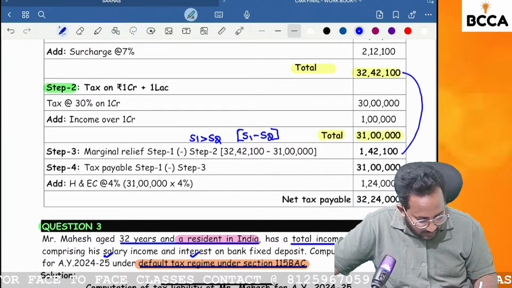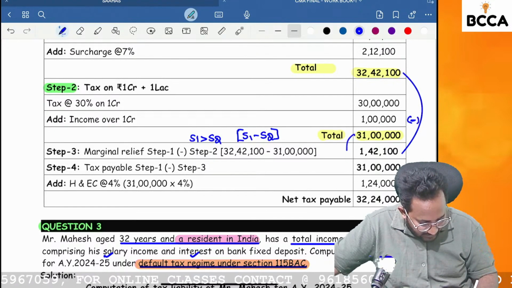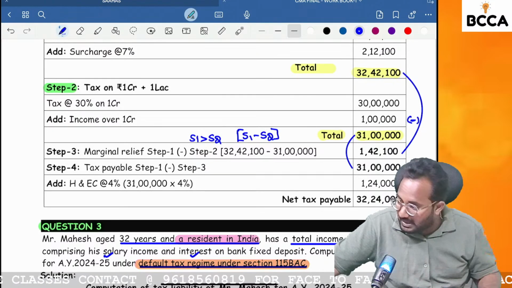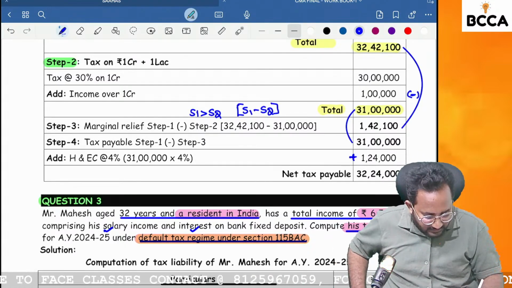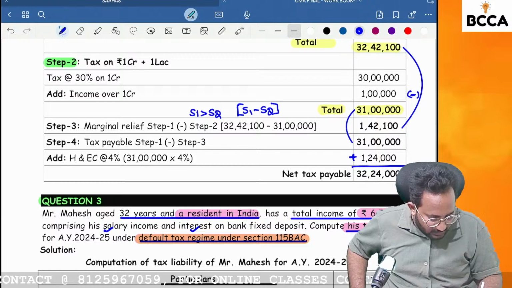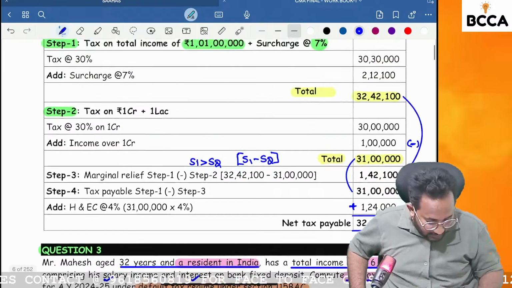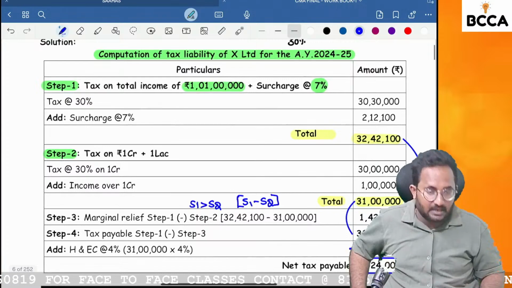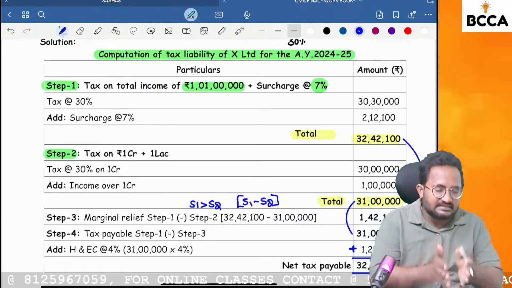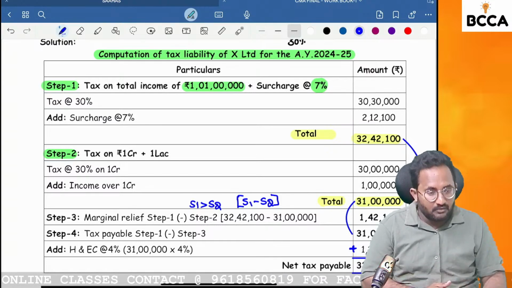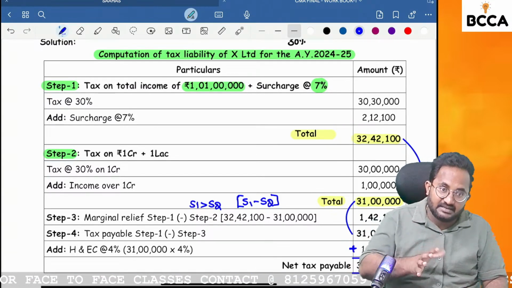Please deduct the marginal relief, and you get the step 2 amount as the answer. For that you have to add health and education cess, and you will get 32 lakh 24,000. Have you understood how we can compute the marginal relief for companies also? It is the same procedure, but please remember the surcharge rates wisely, because individual surcharge rates are different and company surcharge rates are different.